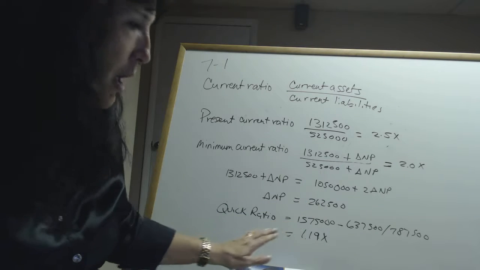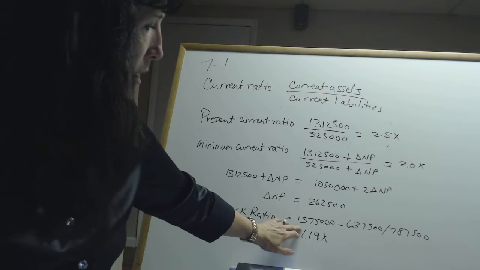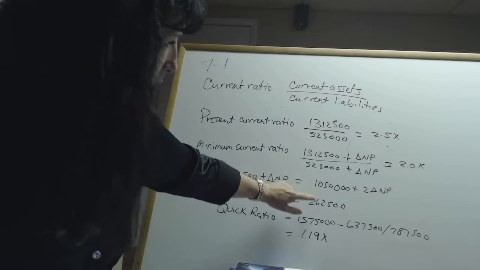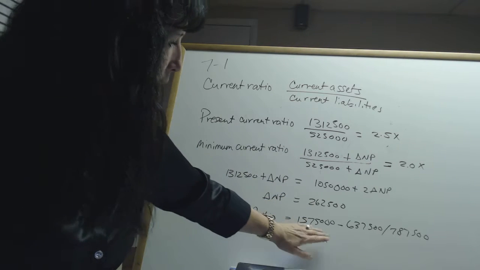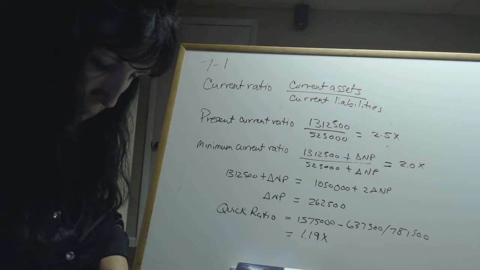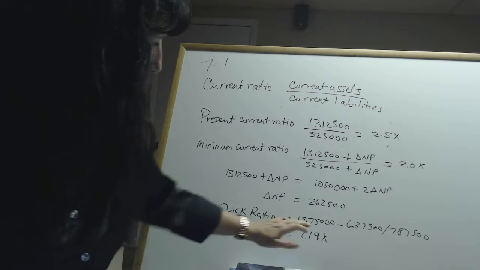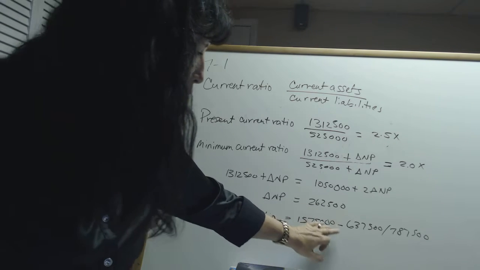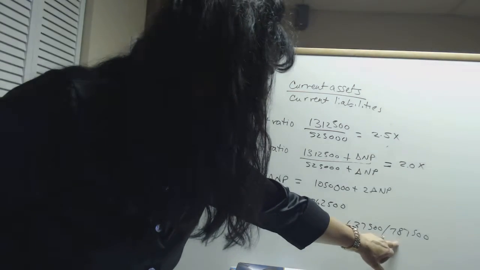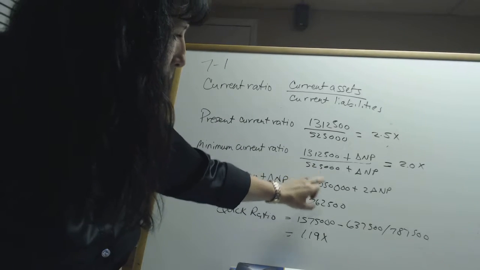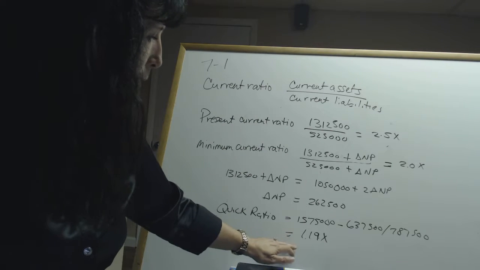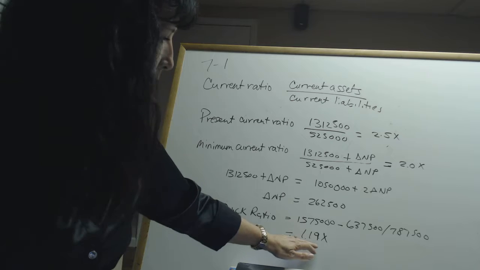And then the new quick ratio, after we've made the investment, we take the current assets that we had before, 1,312,500 plus the additional borrowings of 262,500 to get our new current assets, subtracting our inventory amount, which we had 375,000 before. We have now invested 262,500 more in inventory. Subtracting that gives us our numerator, divide that by the denominator, which would be the old current liabilities plus the additional borrowings to get 787,500. And so we end up with a quick ratio of 1.19 times.